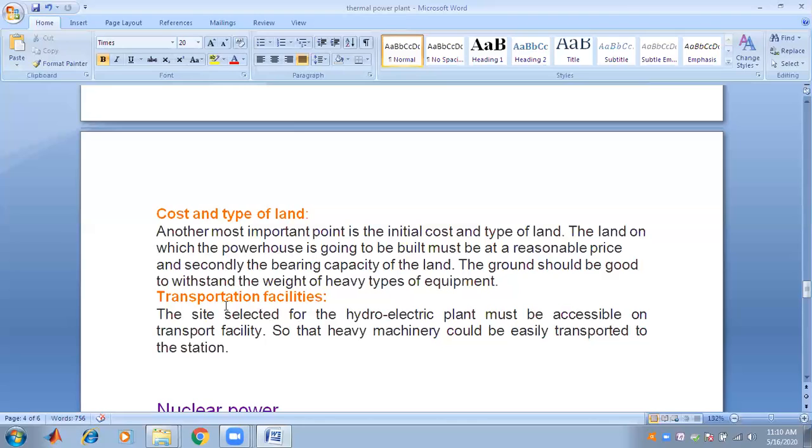Transportation facilities. This is one of the important factors. The site selected for the hydroelectric plant must be accessible by transport facilities so that the heavy machinery can easily be transported to the station. Those machineries must come very easily by transportation. Minimum transportation facilities means minimum transportation costs, and it will reflect in a minimum way on the generation of the energy.